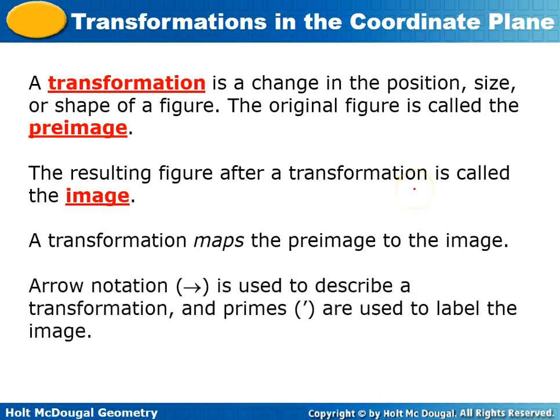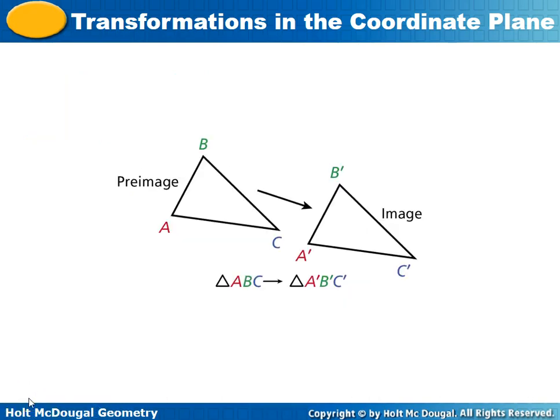When we're talking about arrow notation, it's used to describe a transformation, and the primes are used to label the image when there's nothing attached. So you notice this XYZ right here has no primes. That is the preimage, and then the XYZ prime is the image. So this is an example of a preimage and an image, and you notice that our preimage is ABC and our image is ABC prime, and that this image moved to the right and down. So that's what's represented here.